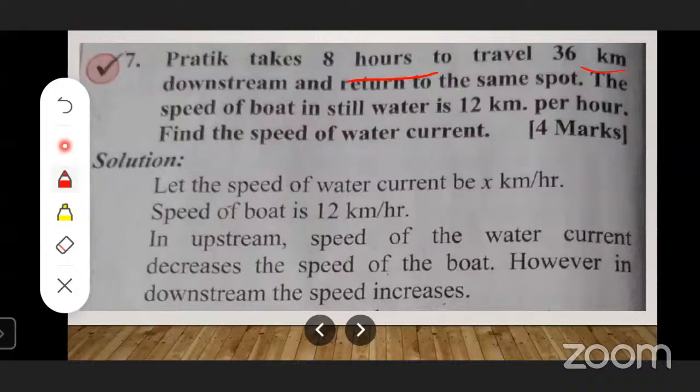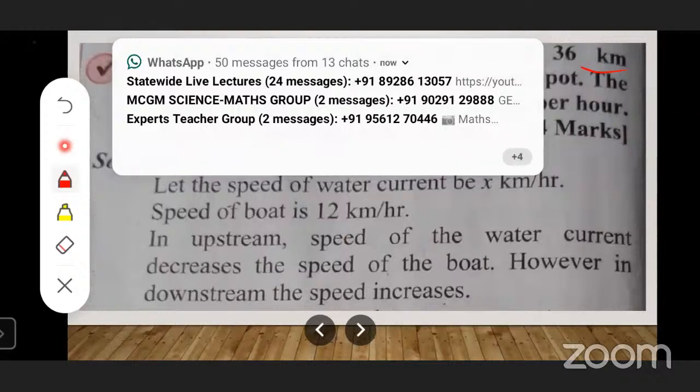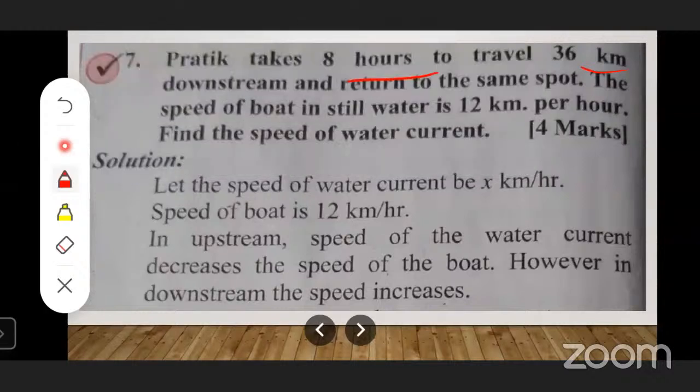Now, first line, concentrate on the first line. Pratik takes 8 hours to travel 36 kilometers downstream and return to the same spot. Here which distance are we going to consider? Downstream and upstream. Look here, the distance is going to remain the same: downstream 36 kilometers, and while returning upstream, 36 kilometers.